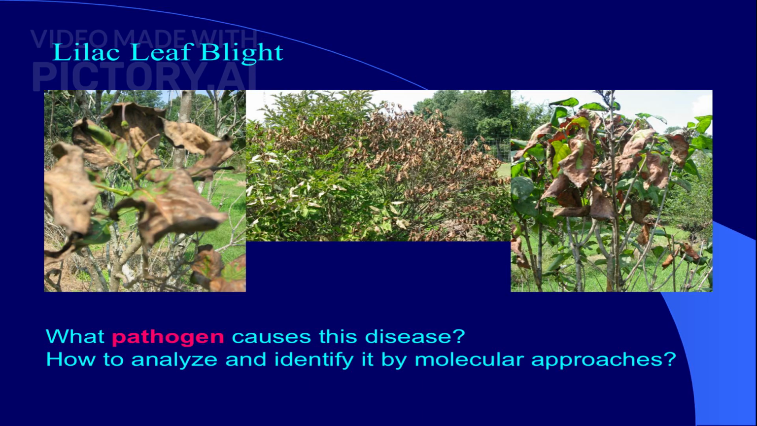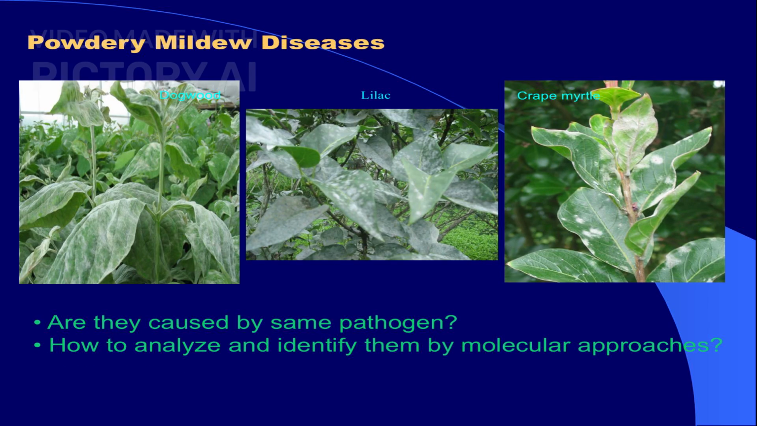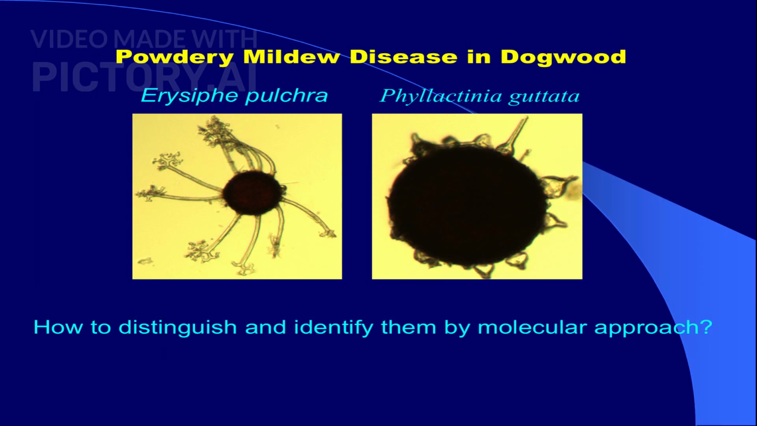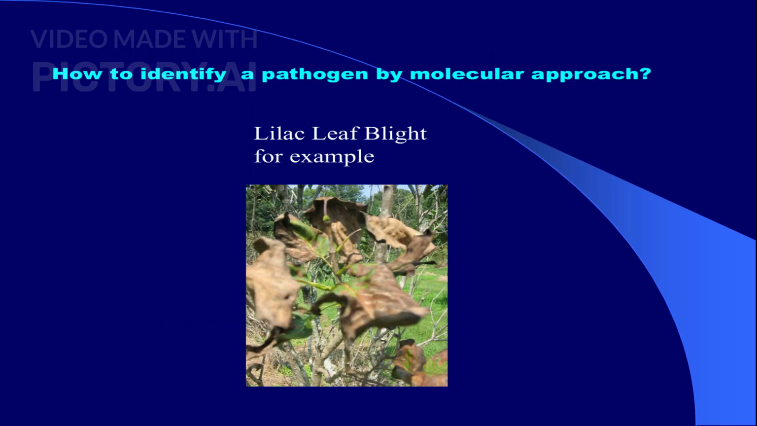What pathogen causes lilac leaf blight, and how can we identify it using molecular methods? Are powdery mildew diseases caused by the same pathogen, and how can we analyze them? How can we distinguish and identify powdery mildew in dogwood using molecular approaches? Let's delve into identifying pathogens like lilac leaf blight using molecular techniques.